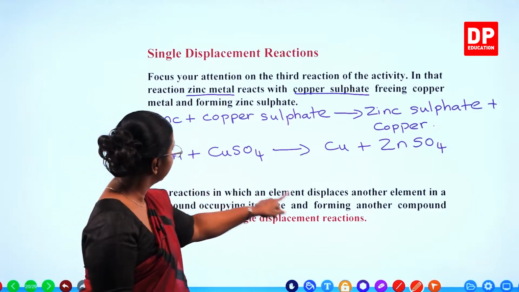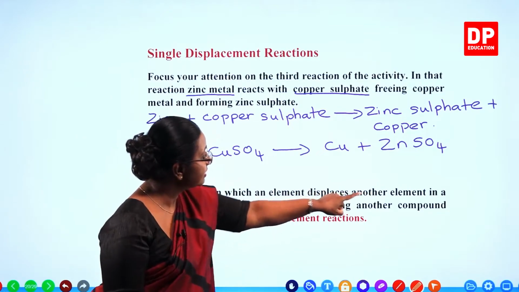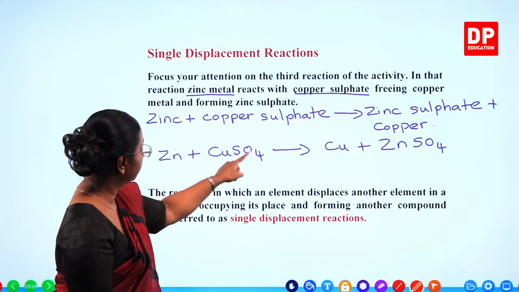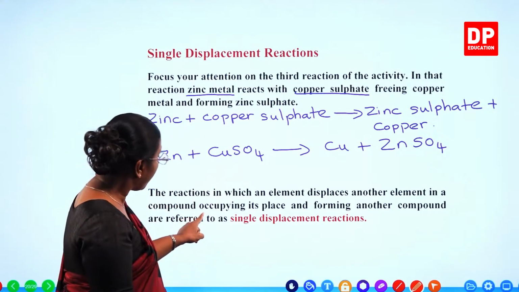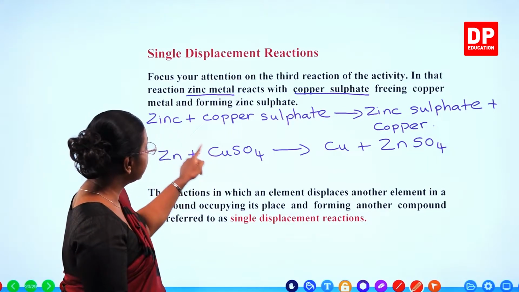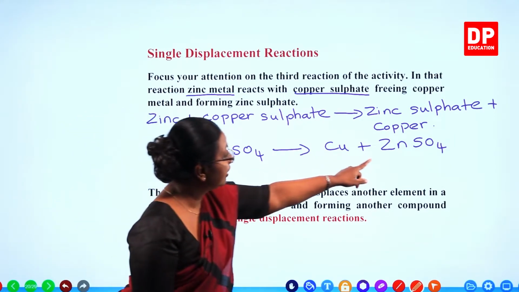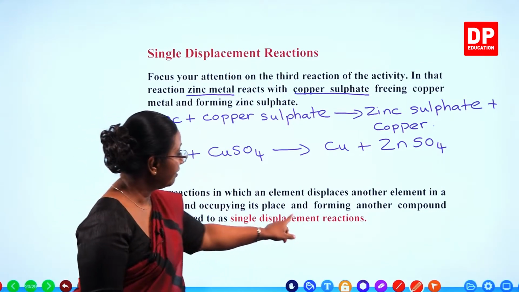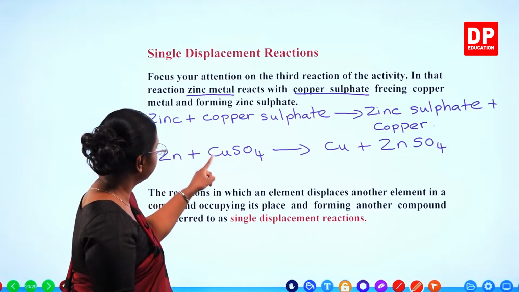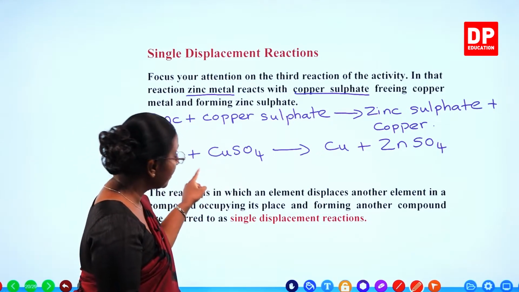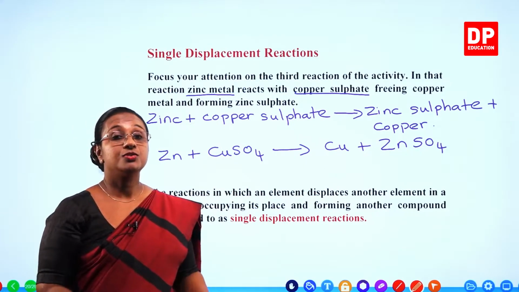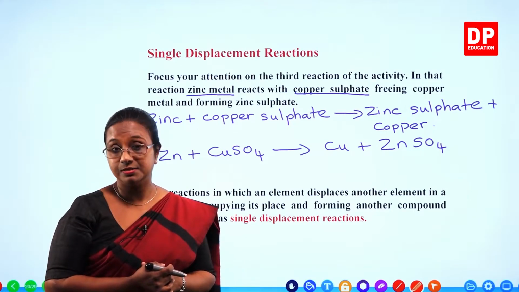So their element, that is zinc, displaces another element, that is copper, in a compound. The compound is copper sulfate, occupying its place. So when copper is displaced and zinc occupies its space, you get zinc sulfate and forming another compound. Is that clear to you all? So zinc displaces copper, occupies its space and forms the new compound zinc sulfate. So that is single displacement.